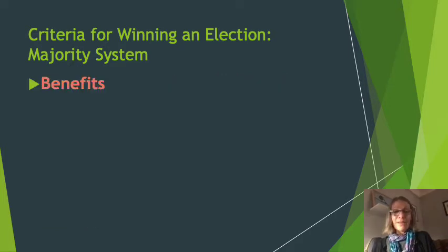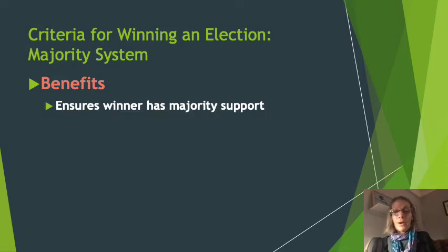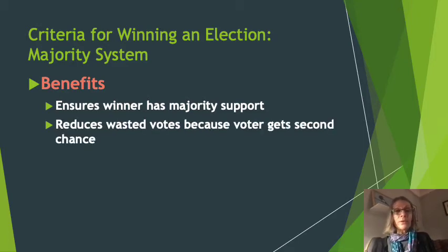So what are the benefits of the majority system? Well, one of the benefits is that it ensures that the winner actually has majority support, right? In the plurality system, the person who takes office could have 40% of the vote. Heck, they could have 20% of the vote if there's lots of people running for that office. In the majority system, the person who wins the election actually has the majority of the voters wanting that person.